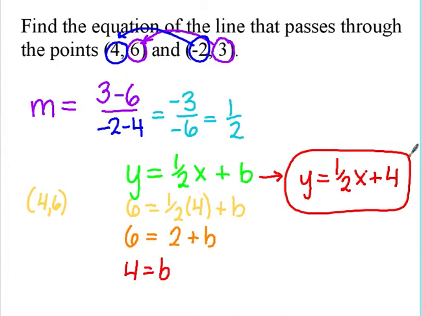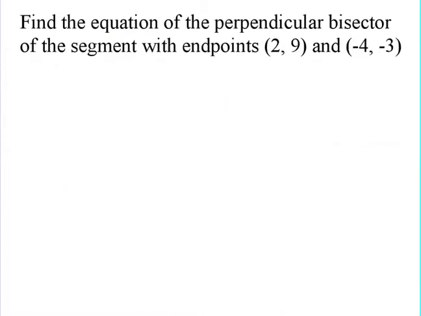We're going to look at another one, just because I want to see how well we do. Look at this one. It says find the equation of the perpendicular bisector of the segment with endpoints 2, 9, and -4, -3.